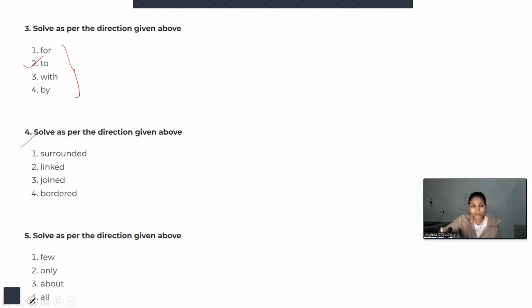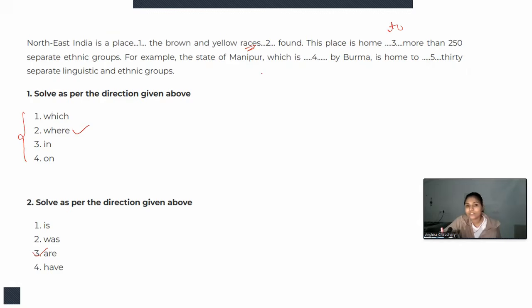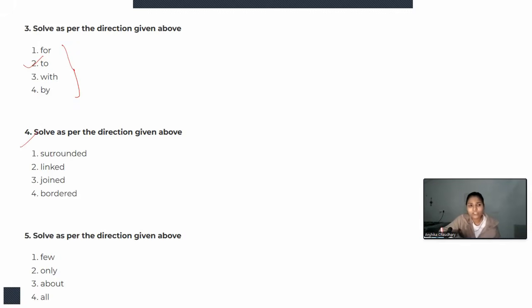Let's move on to the next filler. So if we see, for example, the state of Manipur, which is for the fourth blank, surrounded by Burma, linked by Burma, joined by Burma, or bordered by Burma. Burma is nowadays also called Myanmar. Among these, linked and joined will be directly eliminated, because linked is a kind of connection, and joined is to join in something. They are not appropriate.